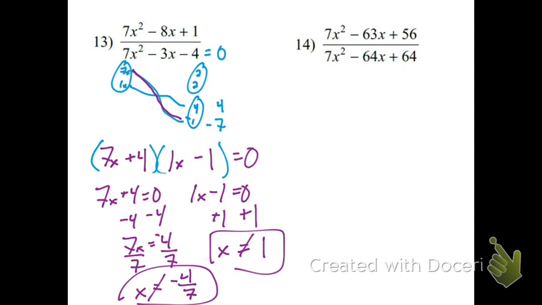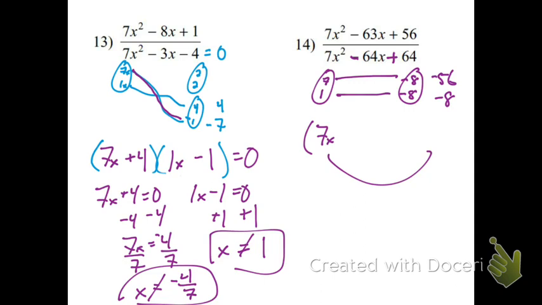Now, over here at number 14, we start the same exact way. I have 7 and 1, but now we're trying to figure out how in the world to get this 64. I'm going to try 8 and 8 because I have a hunch on this one. Now, oddly enough, this is positive, that's negative, so that means both of these are going to have to be negative no matter what. So here we go. 7 and negative 8 gives me negative 56. 1 and negative 8 gives me negative 8. And look at that, it adds up to negative 64. So I have my 7x pairing up with the negative 8. I have my 1x, or just x, pairing up also with a negative 8.